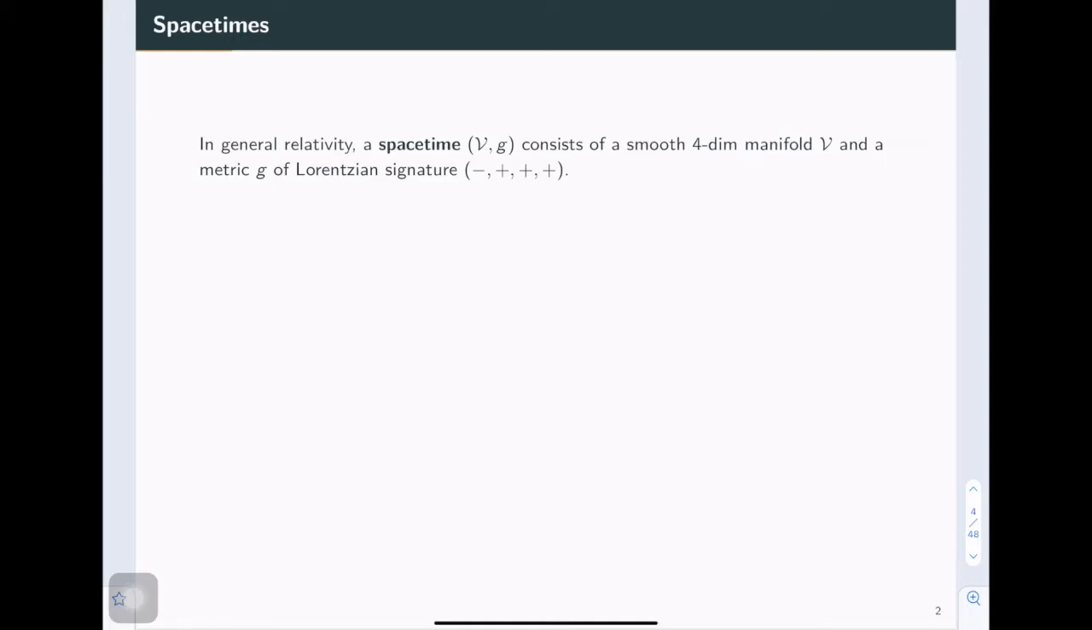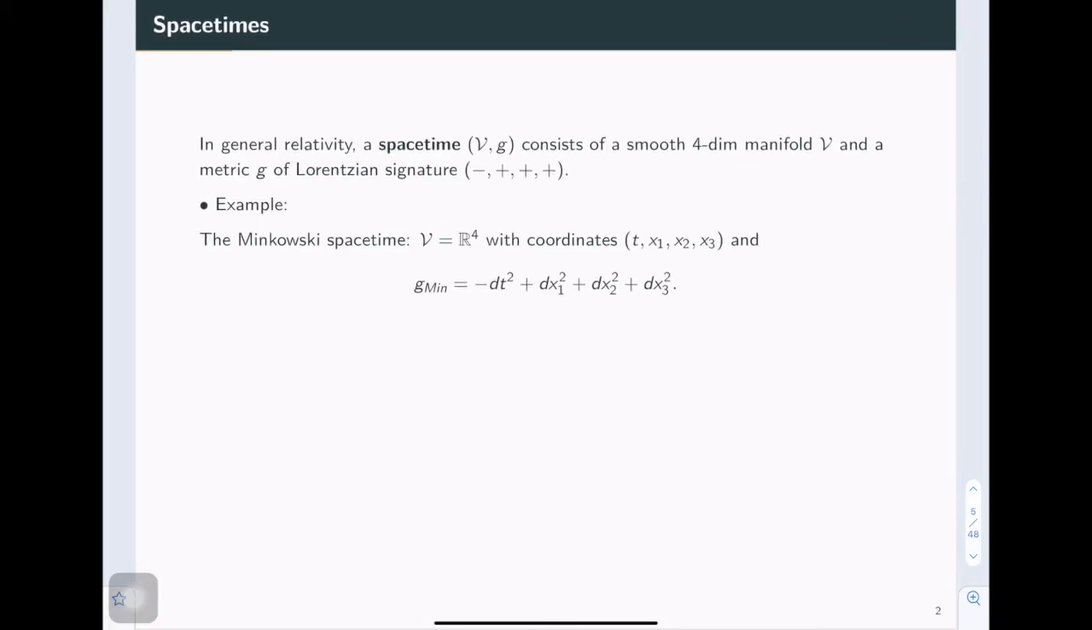A spacetime is a pair consisting of a smooth four-dimensional manifold V and a metric g, which has one negative and three positive eigenvalues in its signature. The simplest example of a spacetime is the Minkowski spacetime, where V is the Euclidean R^4 space with Cartesian coordinates, and the metric g is the flat metric with a negative sign in the t direction. Here we call t the time function of the spacetime.